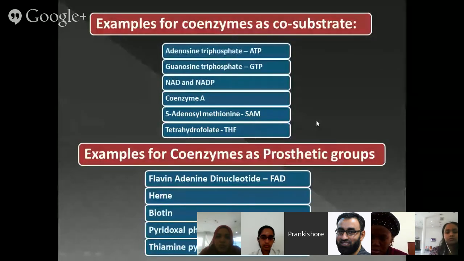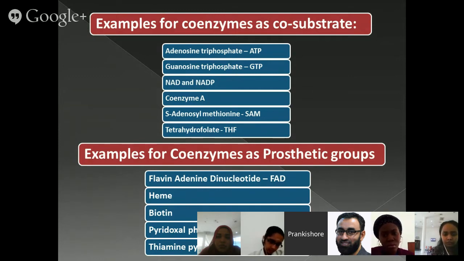When you look at it overall, cofactors can be divided into coenzymes and metallic ions. Coenzymes are further divided into co-substrate and prosthetic group. All coenzymes are cofactors, but all cofactors are not coenzymes, because cofactors can be either metallic ions or coenzymes.